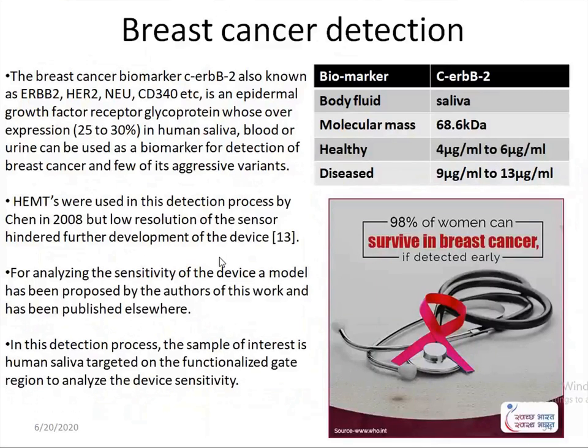Now, breast cancer detection. If this HEMT based sensor comes into the market, it can be claimed that 98% of the death rate in women can be reduced by this particular sensor. This sensing can be made using a non-invasive technique, as it can be sensed from the saliva of the patient itself. For this, we have the biomarker CRB2 with a molecular mass of 68.6 kilodalton. Its concentration is high, 9 to 13 microgram per milliliter, in a diseased person, and very low, 4 to 6, in a healthy person. Here also we can find the effective interface charge and effective voltage due to this biomarker's immobilization, and apply it to the device gate to make the analysis.